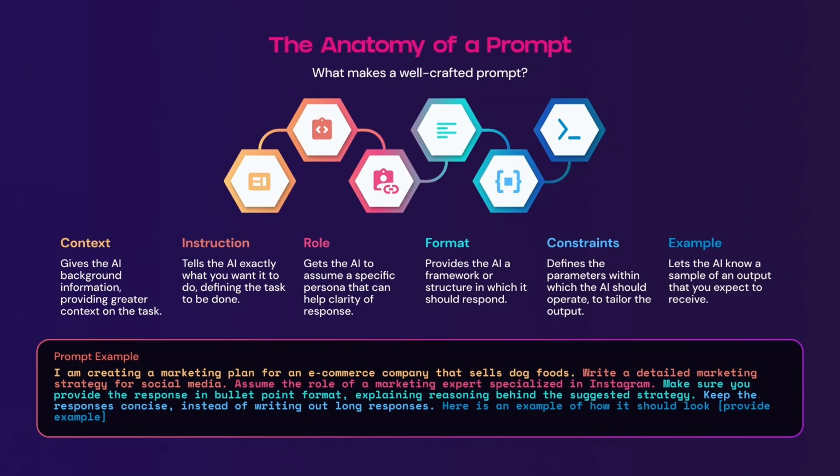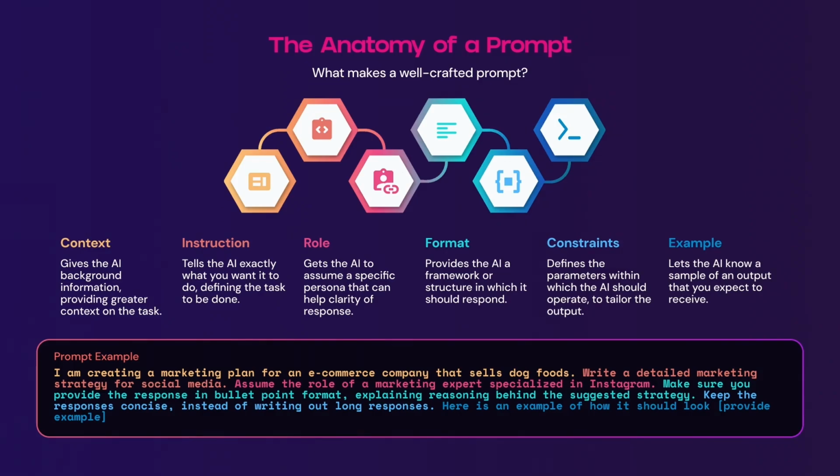You can then also adjust on the formatting, which provides the AI some sort of framework or structure in which it should respond. And if you want to add to this formatting, you have constraints, which is defining the parameters within which the AI should operate. It's essentially tailoring the output a little bit further. And lastly, you have the example, which lets the AI know a sample of an output that you expect to receive. Now keep in mind, none of these things need to be in this specific order, and you can just rearrange them depending on how you want.